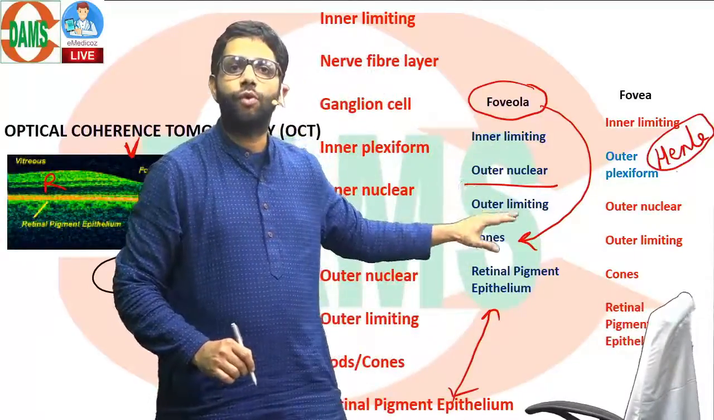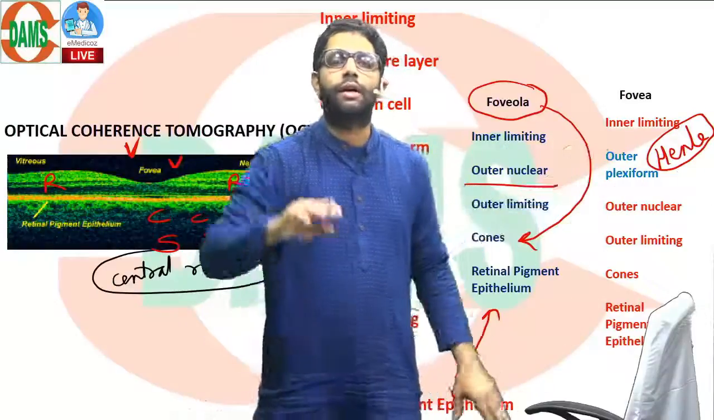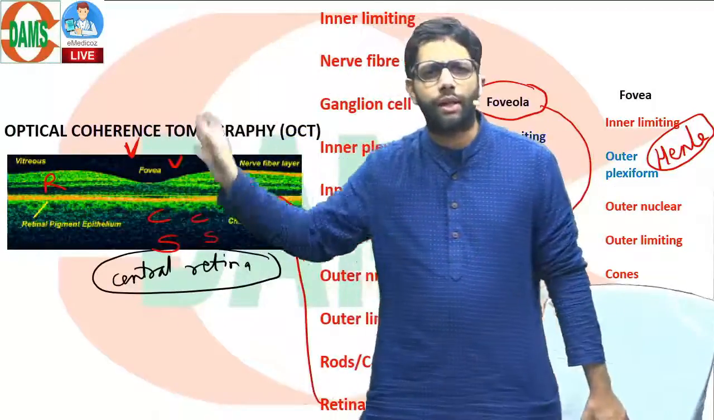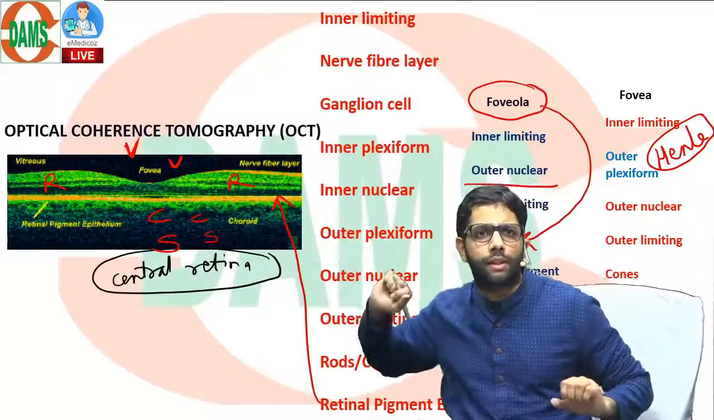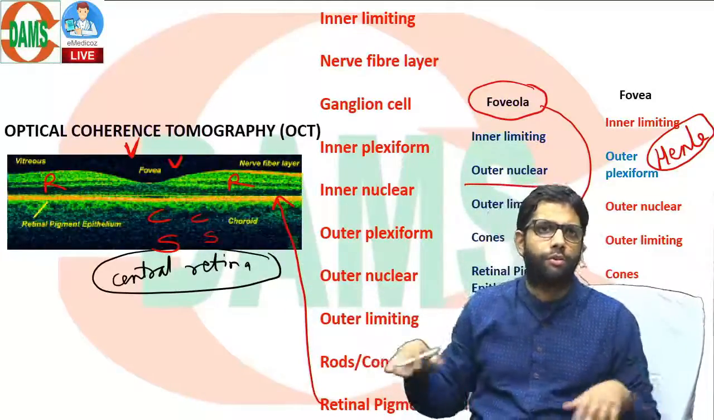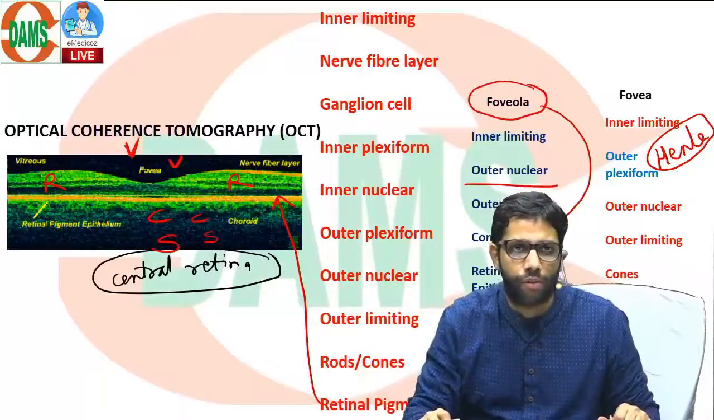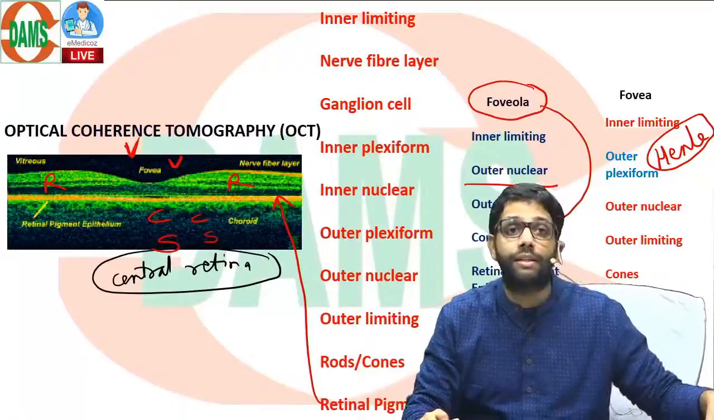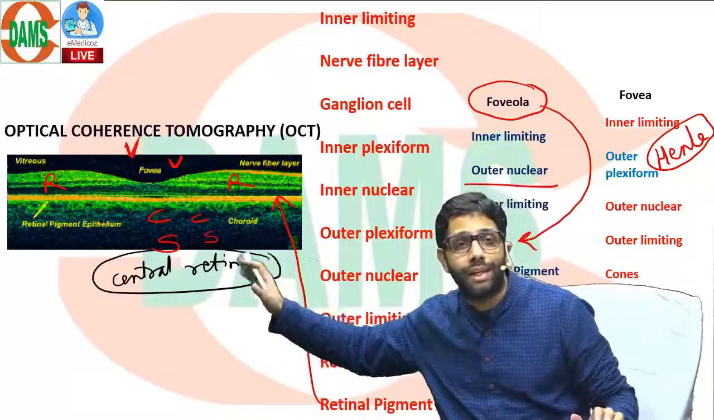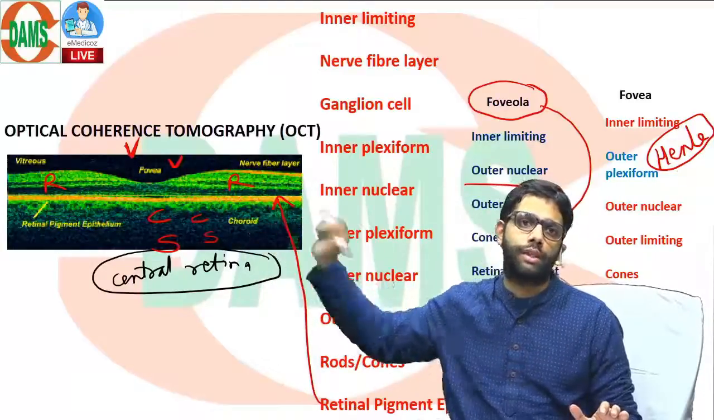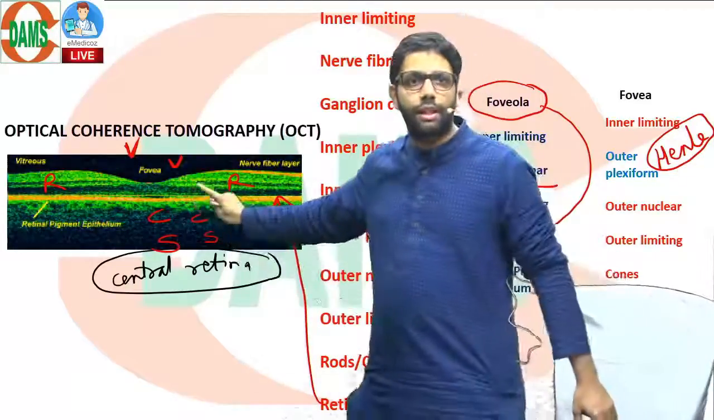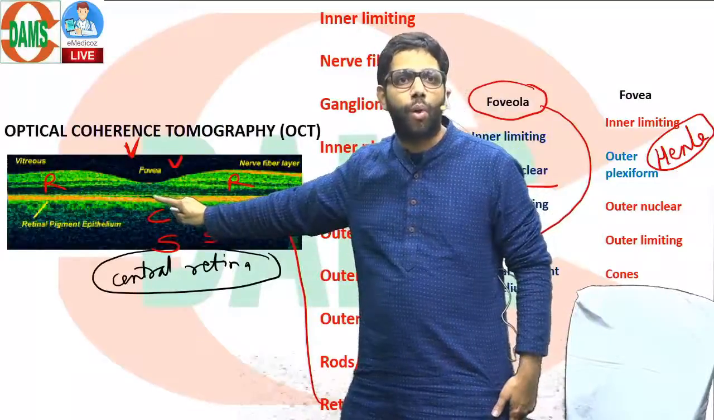So 5 layers in the fovea, 6 layers in the foveola, rest of the retina, macula, ora serrata, everywhere there are 10 layers. That is why if you appreciate this OCT, this demo is not for OCT. I will give you a separate video for OCT examination on how to interpret. But to understand angiography, to understand the layers, you should know the layers and the blood supply and OCT as well. So this you can see central retina there is a dip. Why?